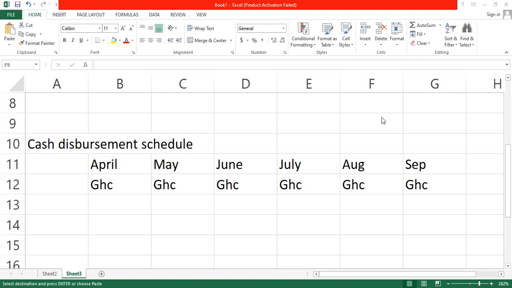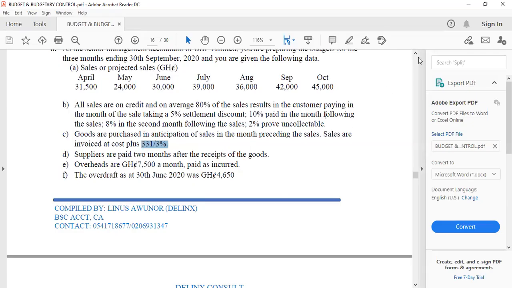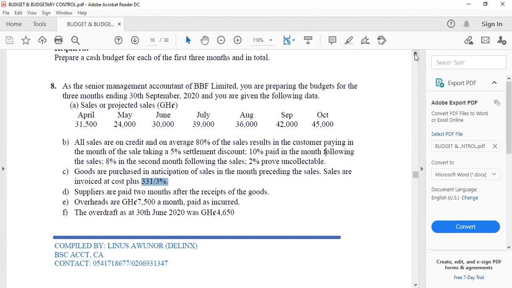Okay. So if profit is 25%, cost will be what? Do you know the margin is the profit? Profit is 25%. So how much will be the cost? What percentage will be the cost? 75. It will be 75. Are you okay? Yes. Okay. So 75% of all the monthly sales is the purchases price.